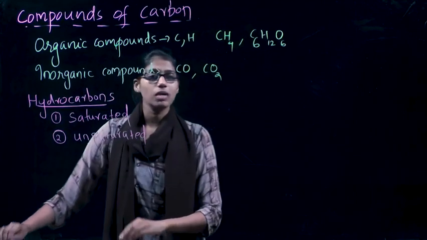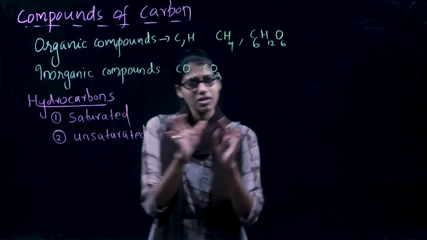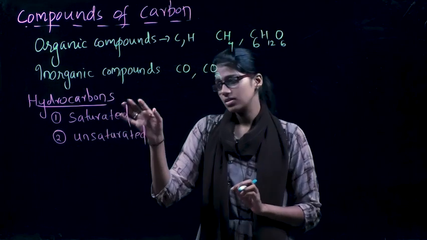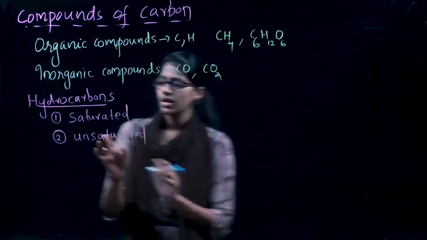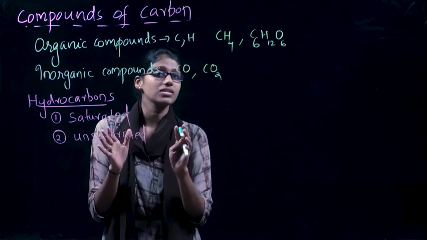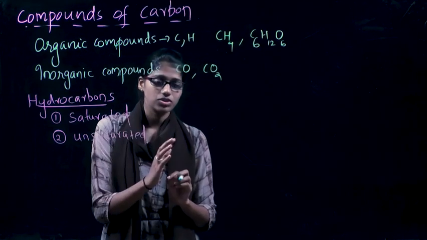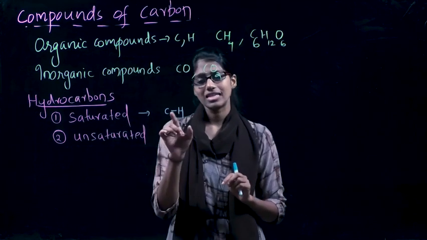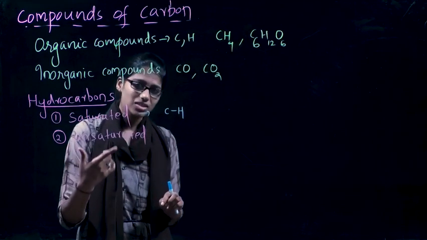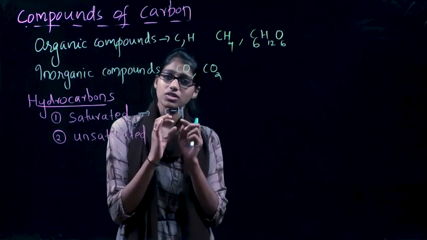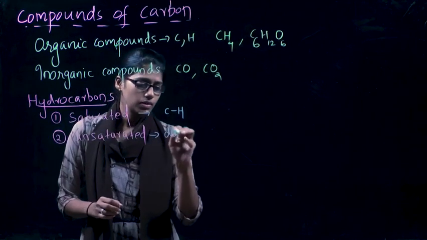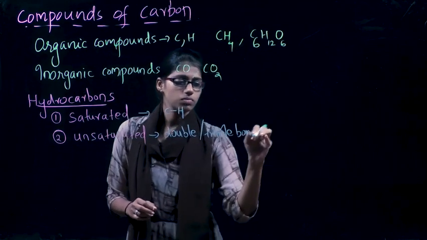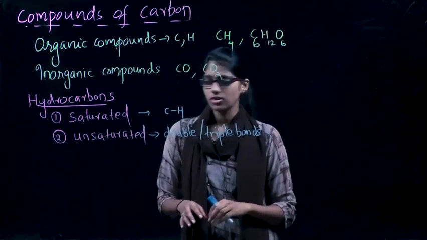In saturated hydrocarbons, the valency of carbon, as you know, valency is the number of electrons shared or their combining capacity, the number of hydrogens that they are combining. So in saturated hydrocarbons, all the valencies of carbon are satisfied by the hydrogen, or you have only C-H bonds. Whereas in unsaturated compounds, there is either a presence of double or triple bonds. So let's see the saturated hydrocarbons.